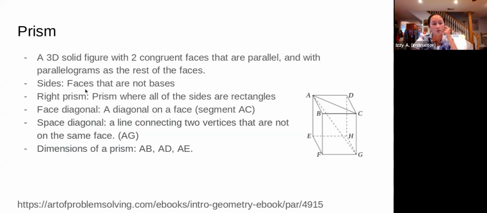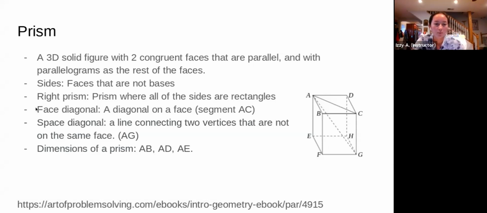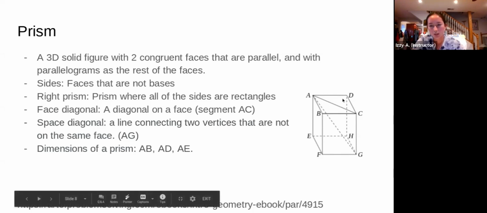And sides, I don't think we actually went over this yet, but they are faces that are not bases. The top and bottom faces are bases, and then the rest of the faces are sides. So a right prism is a prism where all the sides are rectangles. For example, this would be a right prism because all the faces are rectangles.